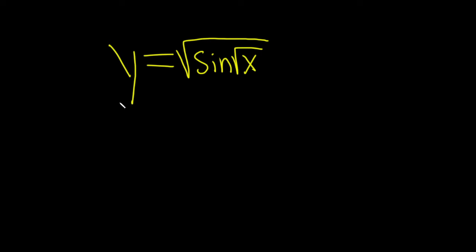Hi, in this problem we're going to find the derivative of this function. So the first thing we're going to do is rewrite these square roots in a better way. Recall that the square root of x is the same thing as x to the 1/2. That's going to allow us to use the power rule to help differentiate this.